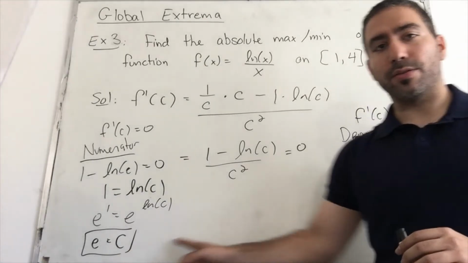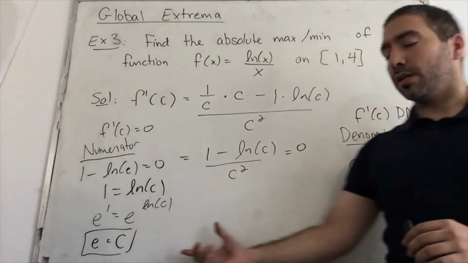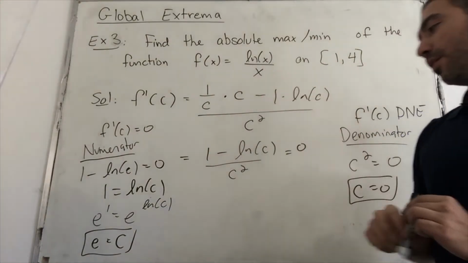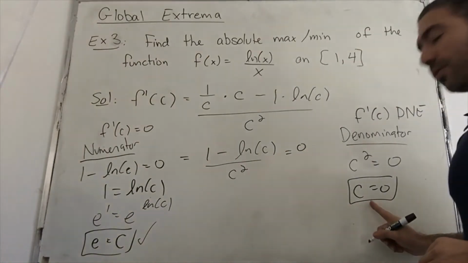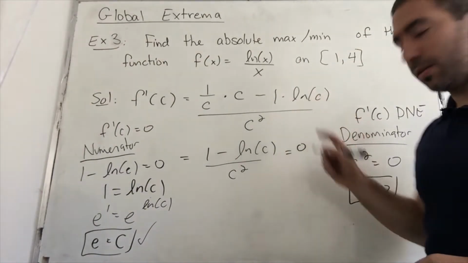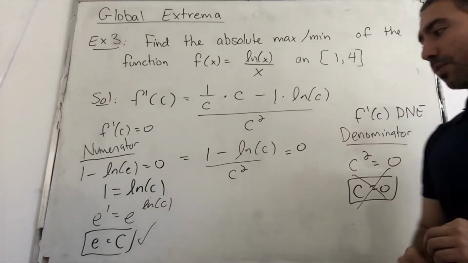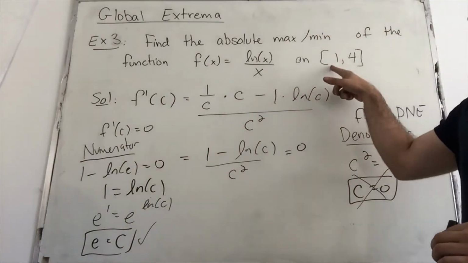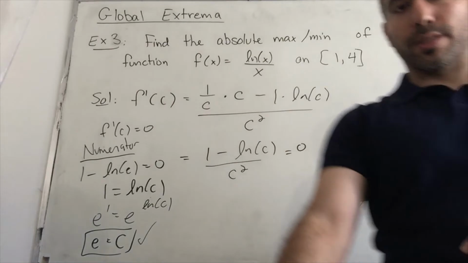Do these two values lie in our domain? C equals e is 2.718, so that does lie. We're going to use this one. But c equals 0 is not in our domain, so we're going to reject c equals 0. So all we have to do is evaluate c equals e, and then the endpoints 1 and 4. So let's go ahead and do that.